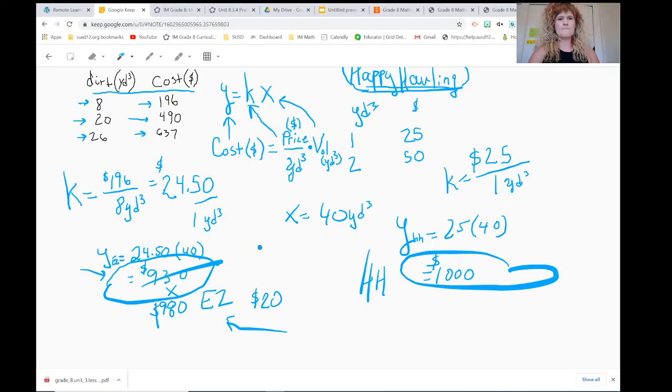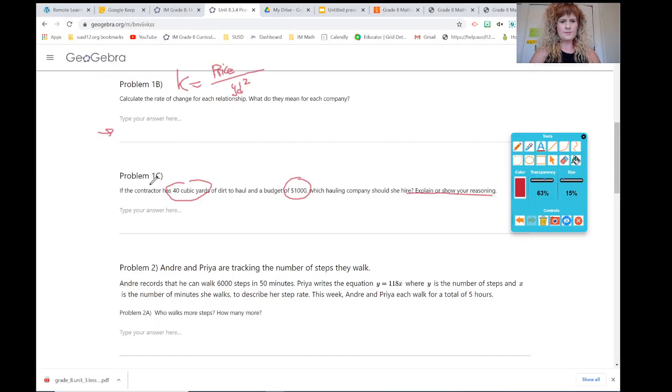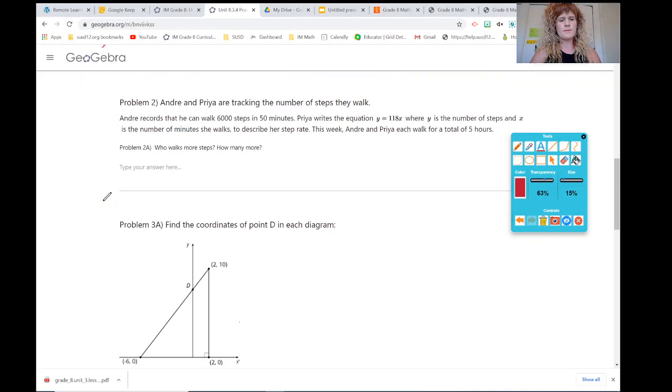Okay, let's keep going. Let's see the next question on the GeoGebra page. Make sure that you put in your answers. You must type in your answers.